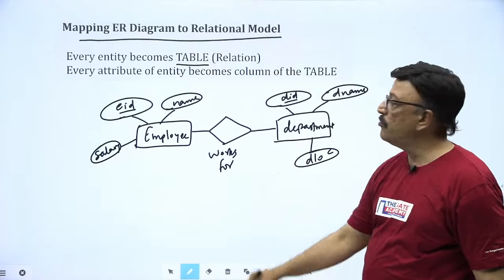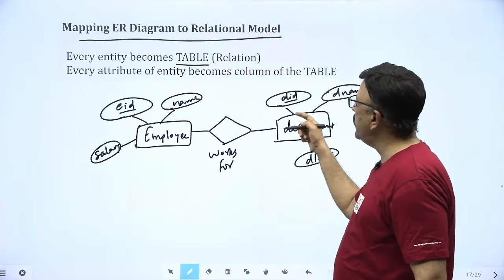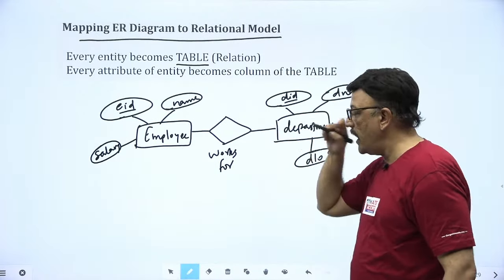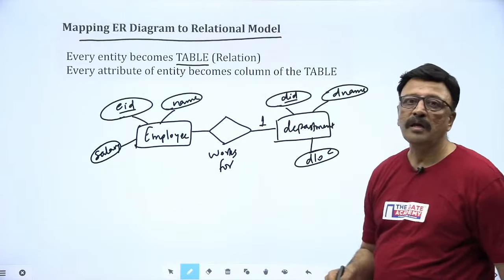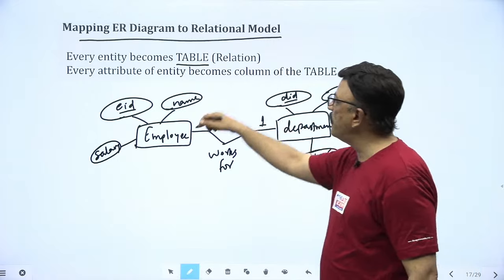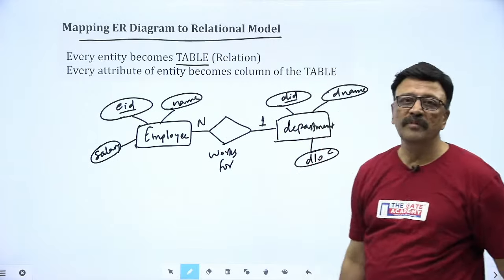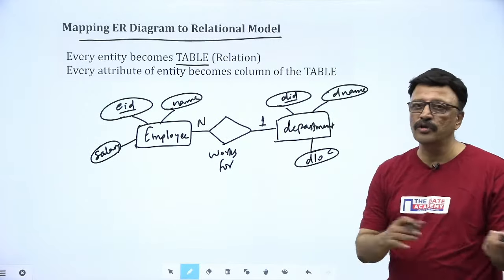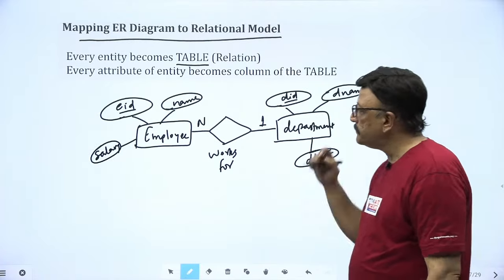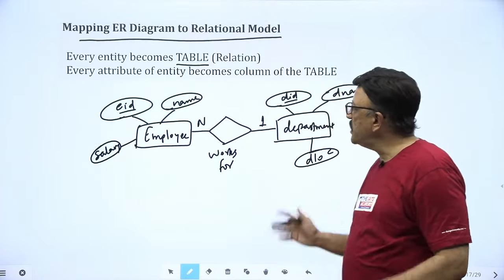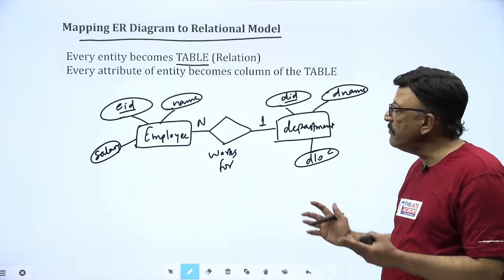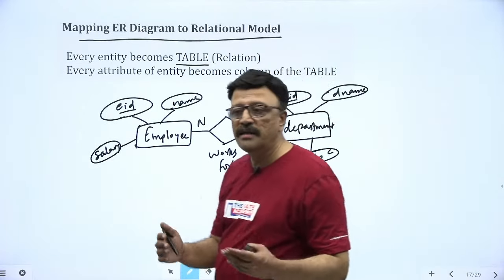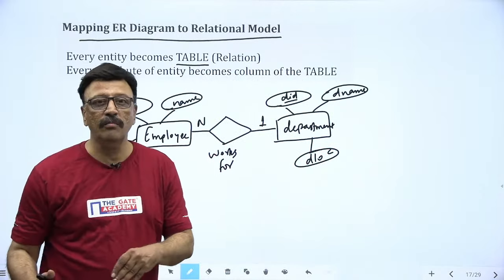And let's say an employee can work in exactly one department, but a department can have any number of employees. The same picture which we had drawn a few slides back. Now this was the ER model, and what we do now is this ER model is simply converted into the relational model.